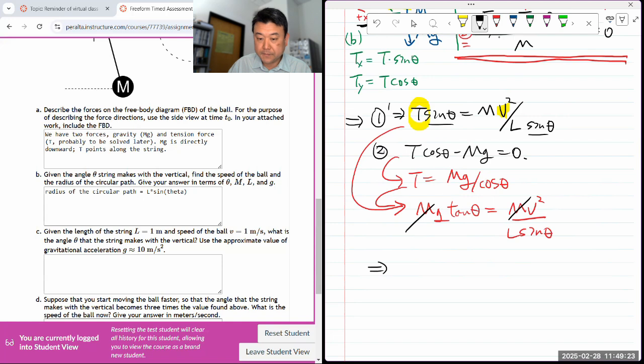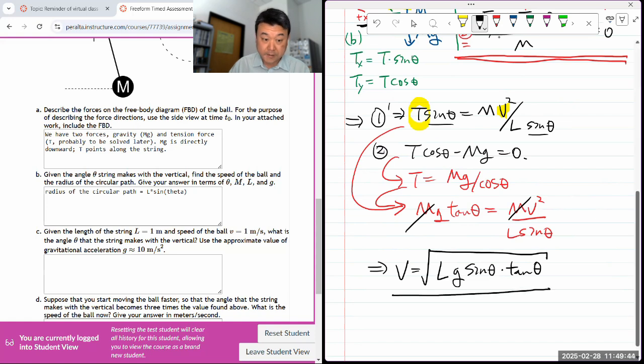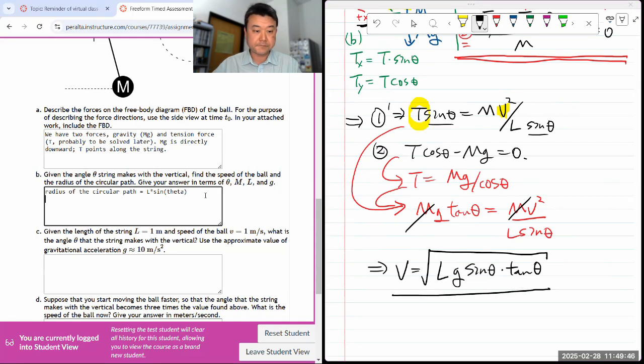We are given the mass, but it's fine. Let's solve for v. v is equal to the square root of, and I'm combining L sine theta with the g tangent theta. So Lg, there are different ways to write it. Let me write one version, sine theta times tangent theta. You could also write it as sine squared theta divided by cosine theta. So that should be the speed v. So speed v is equal to the square root of L times g times sine theta times tangent theta. That's all in terms of known quantities. We can plug in numbers whenever we need to.